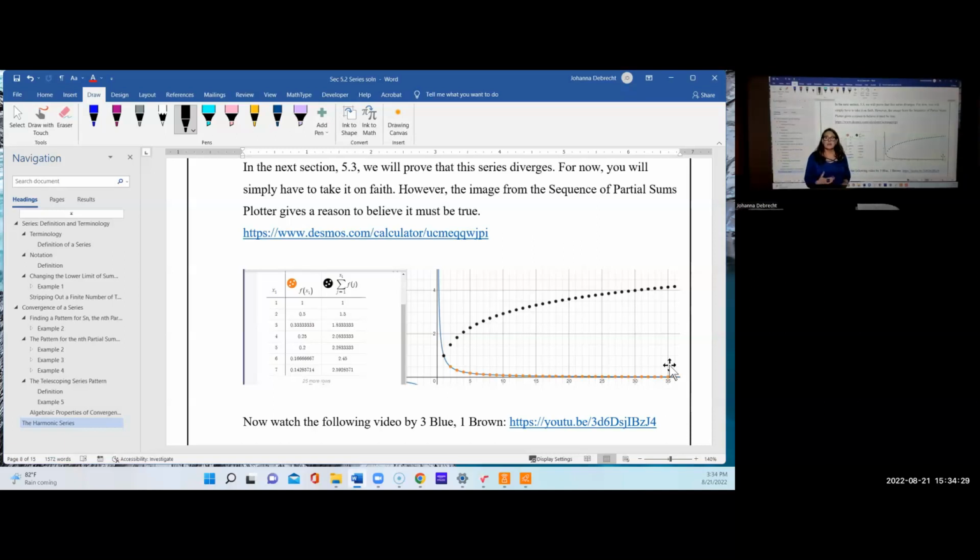So I hope that you'll join me in the next video when we're going to be taking a look at something called the integral test and the divergence test, where we'll actually prove that this sequence of partial sums for the harmonic series does in fact diverge.